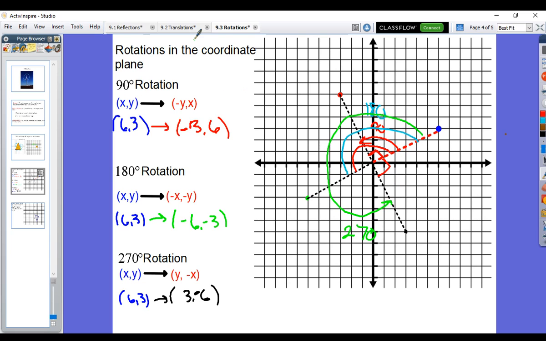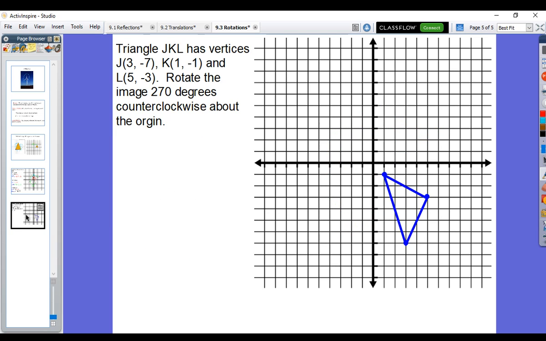Okay, so if you write anything down, if you copy anything down, this is the main part of this whole lesson right here. Pretty much right here. Let's do one more. Let's practice one more time.